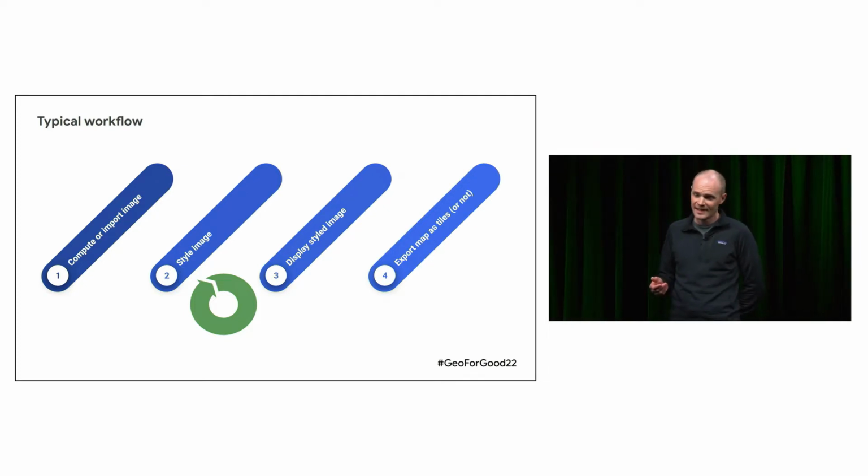The second step is to apply some styling to the numbers in the pixels so we can make sense of it when we're looking at it. And then we display our styled image. And likely at this point, we're going to iterate between styling and visualizing, displaying on a map until we're satisfied and happy with the result. And that's maybe where you stop. You've gotten all you've wanted out of a visualization in the code editor. But we also have the option to export map tiles for use later, and we'll go into some reasons why you might do that.